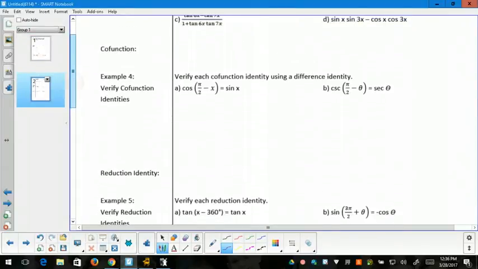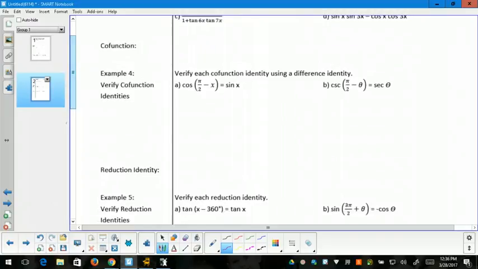Cofunction. We already defined cofunction identities back in lesson 5.1 and 5.2. Basically, the sine of x, if you recall, equals cosine of 90 degrees minus x, or pi over 2 minus x. And the same thing is true for cosine of x. It's pi over 2 minus x inside of sine. And then also for tangent and cotangent, we have the same thing.